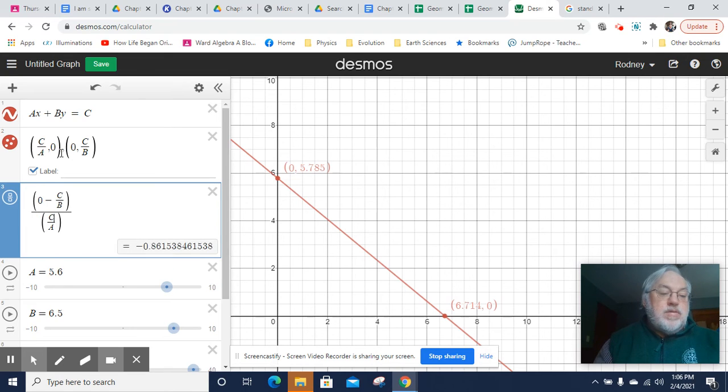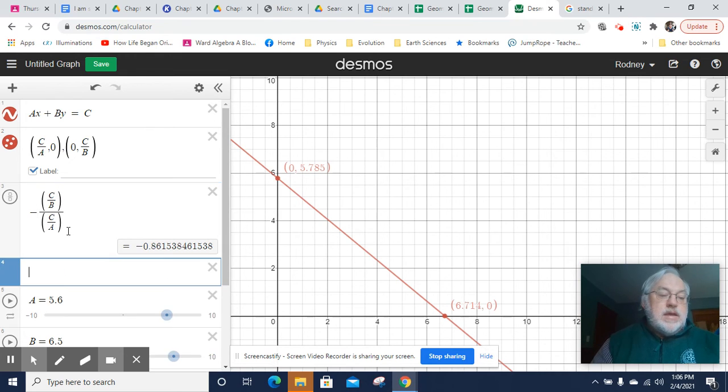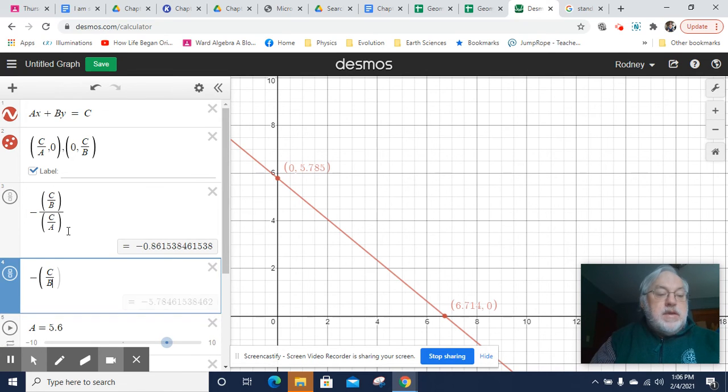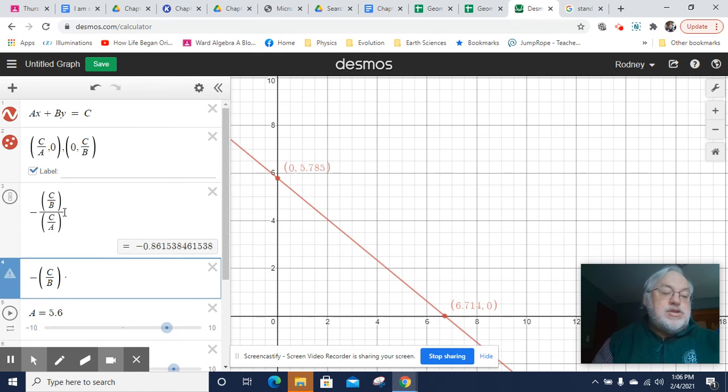And so I'm just setting up a generalization. I don't care about minus 0. 0 minus this means that's negative. I can move that negative out in front of the whole thing, so I'm not worrying about that. Now, this fraction bar means division. I'm doing C over B divided by C over A. So I'm going to put the negative out here, and I'm going to say C over B, and then that's divided by C over A. And if you remember your keep, change, flip, I'm going to keep, then I'm going to change the division to multiplication, and then I'm going to flip my divisor. C over A becomes A over C.